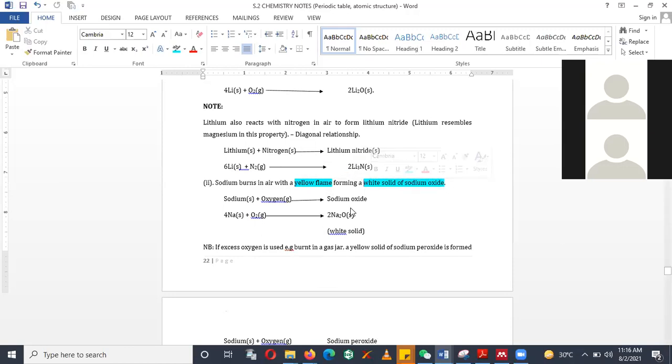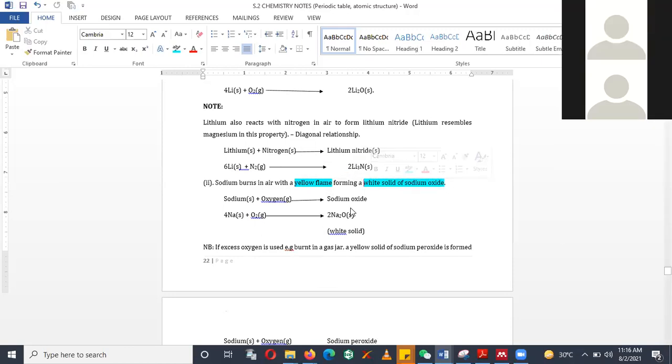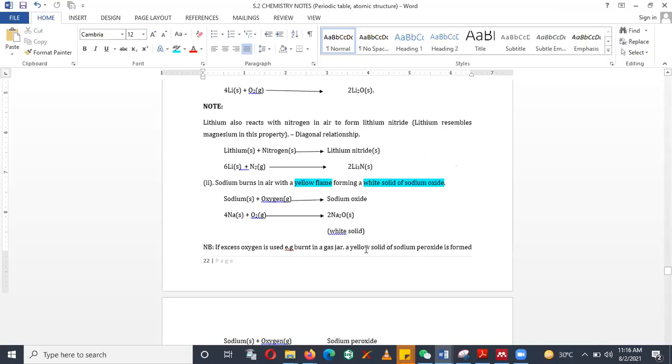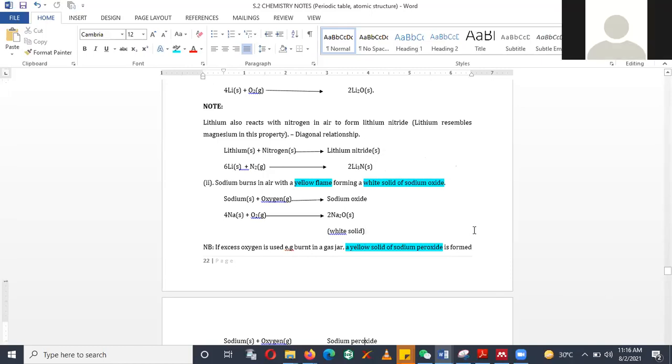I think we can see what she has told us on our screen. Sodium burns in air with a yellow flame, forming a white solid of sodium oxide. In excess oxygen, it burns to form sodium peroxide, which is a yellow solid. Now, number 2, can someone tell us how potassium burns in oxygen? By show of hands.